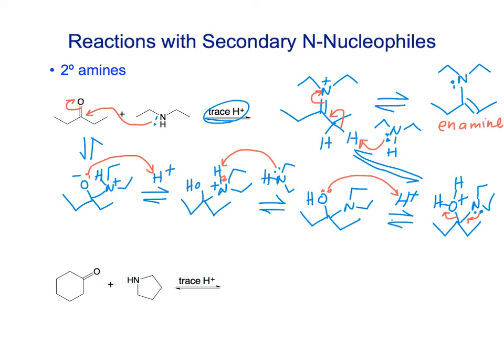Yeah? I'm curious about the neutral species where we have an amine and an alcohol group. Could we stop there? It looks like it could be a pretty stable product. All right, so the question is about this neutral tetrahedral intermediate here. Let me think about this.